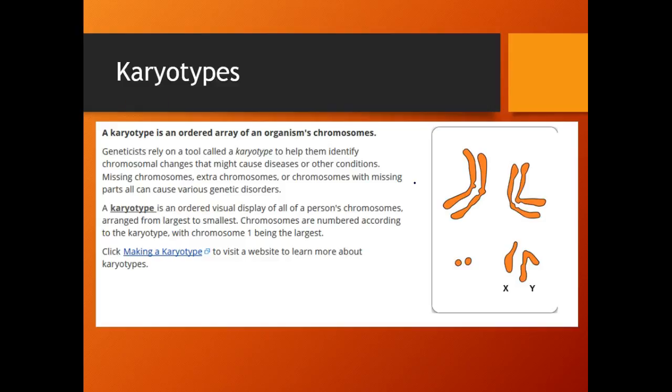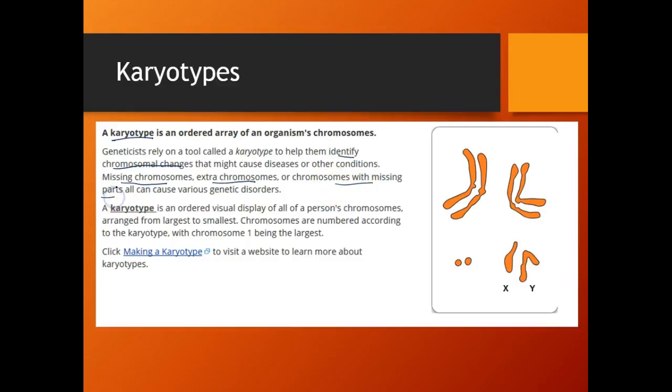Okay, and the last concept we're going to go over today is karyotypes. So a karyotype is a tool that geneticists use to help them identify chromosomal changes that might cause diseases or other conditions. Most notably, sometimes diseases will cause chromosomes to be missing. Sometimes there will be more than 2 chromosomes for certain diseases, and other times you can have chromosomes with missing parts.